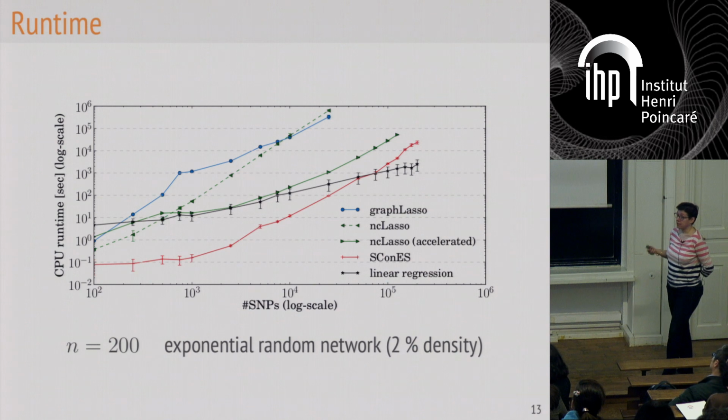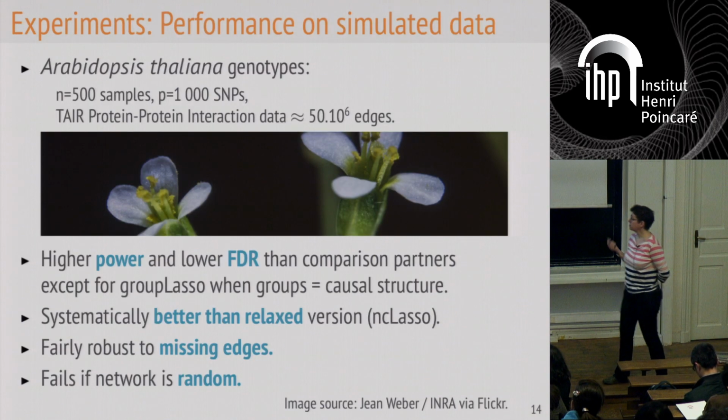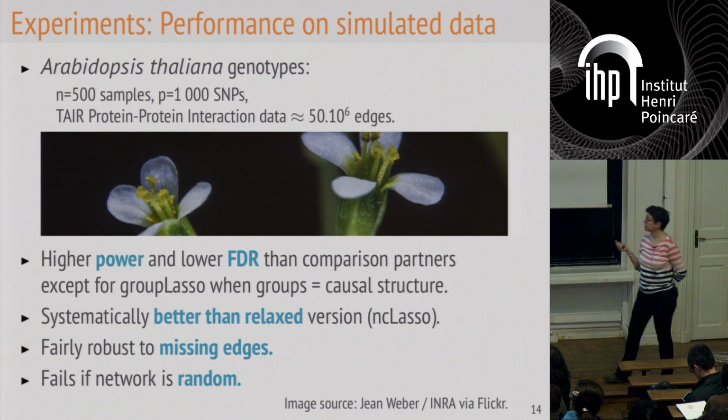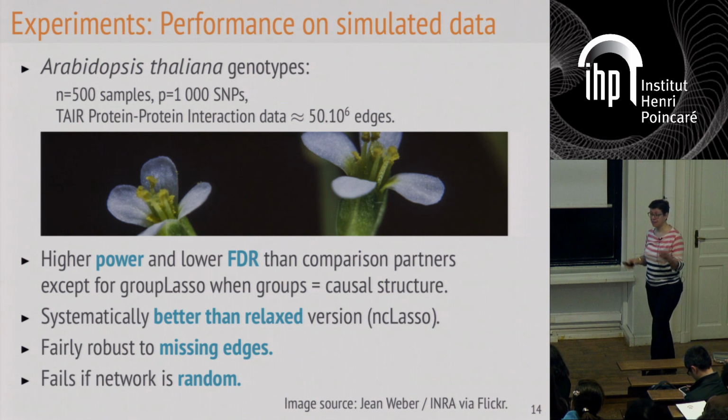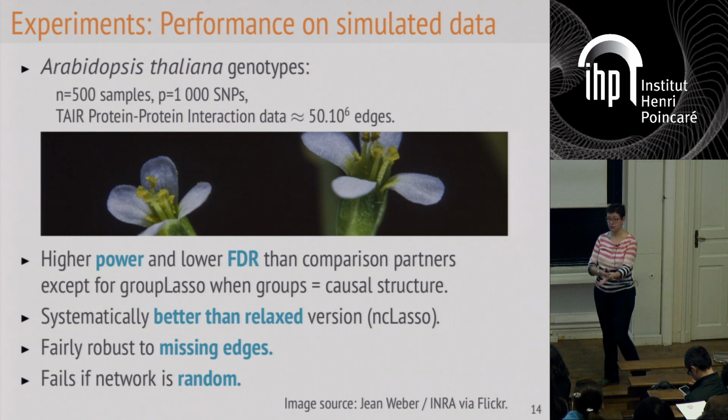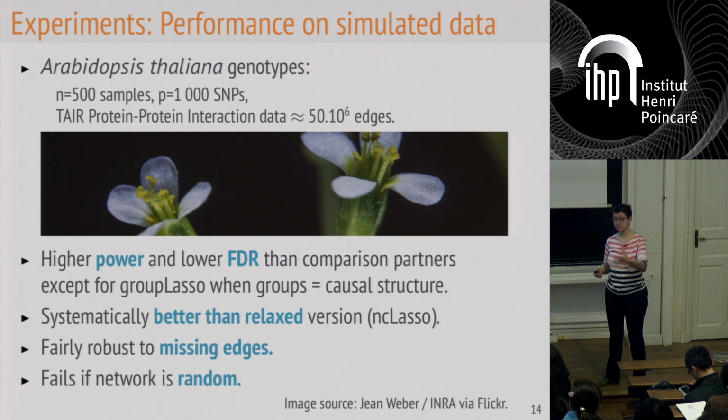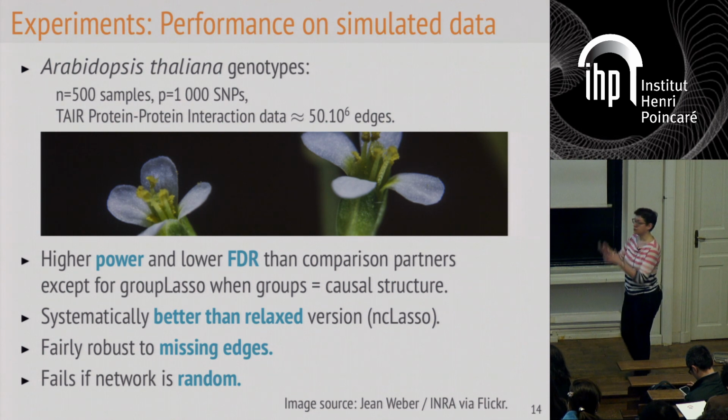Okay, so this is the first thing. It does run faster, and then I have a number of simulations that show that if you simulate your data in such a way that the causal features are connected on a network, our method is the one that's the best at recovering them. I mean, I could show you plots, but that would be the message.